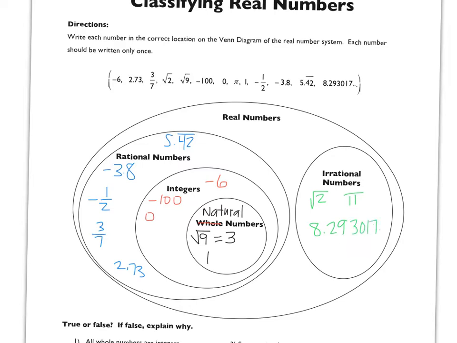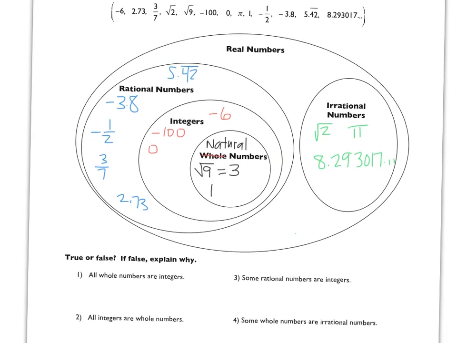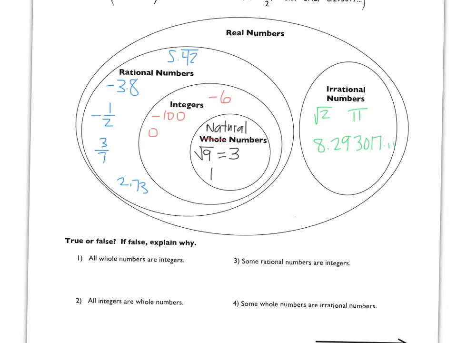Okay, notice that we have put these numbers in the sets that they belong, but every single one of them is real. So all these numbers are real. We just have categorized them in the separate sets. Okay, let's look at these next true or false questions. And we've got a couple of whole numbers that we need to change to say natural. So let's go ahead and do that. And we can also use our Venn diagram to help answer these questions.